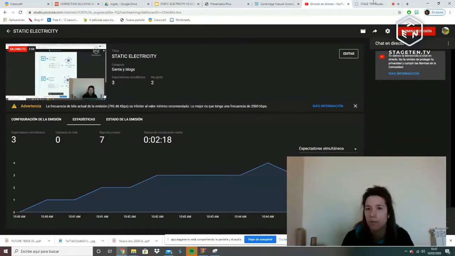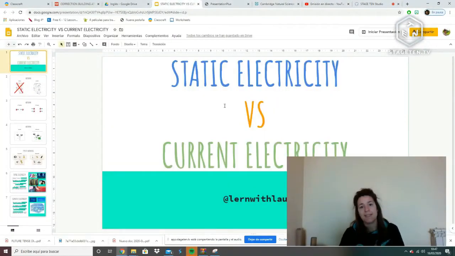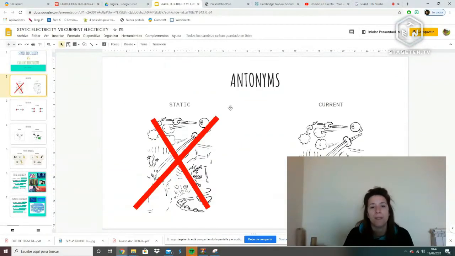Same people. All right. So, static electricity versus current electricity. We need to have some concepts clear first, okay? We have this pair of words which are antonyms, static and current, okay? Static means that there's no movement, okay? And current means that the things are moving, that flow.